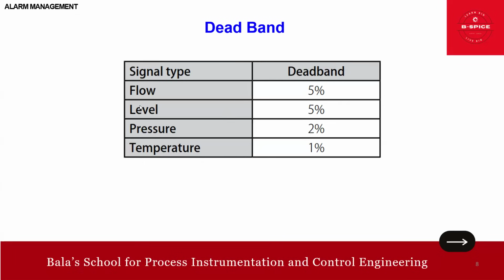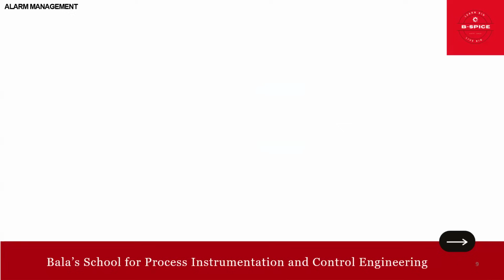Having said this, what is the setting? What do we have to do? See, for flow and level, we can keep it at 5%, pressure 2%, and temperature 1%. So this is one such methodology, right? How to avoid repeating alarms.